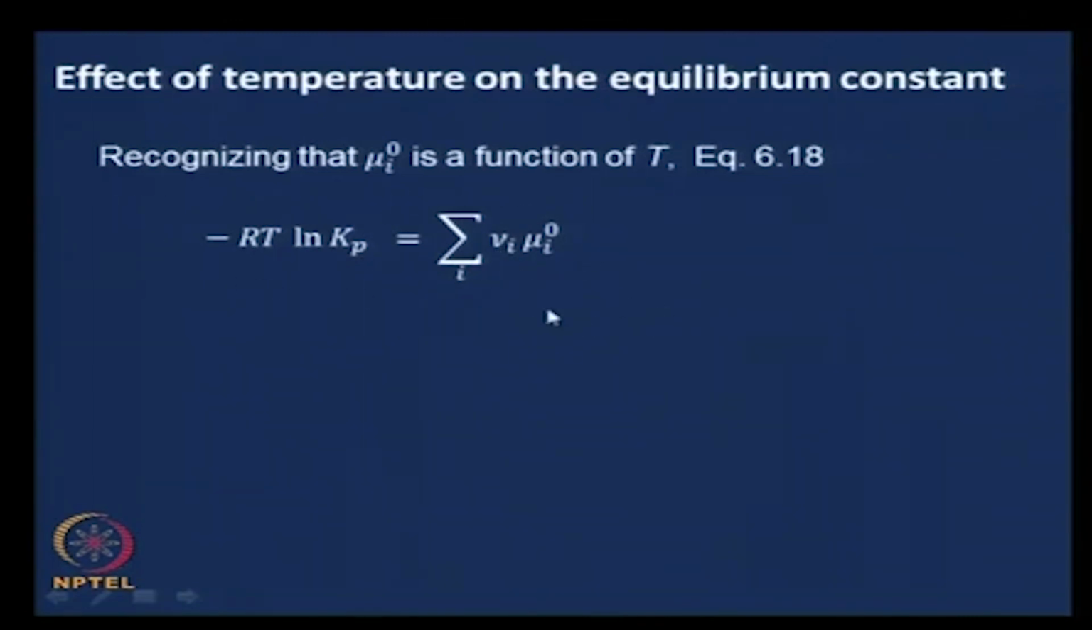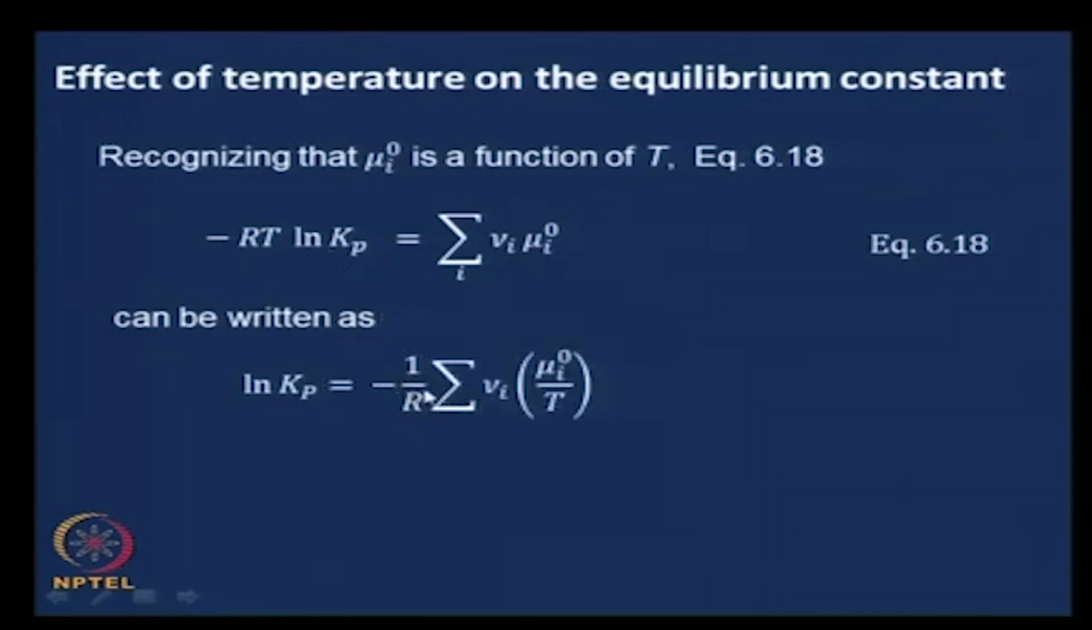This equation let us rewrite by recognizing the functionality of T as ln Kp. Let us take RT to the other side: ln Kp = -(1/R) Σ νi μi°/T, with a minus sign here. Since μi° is a function of T, let us group this T along with μi° to enable further manipulations with much ease. Let us call this equation 6.29.